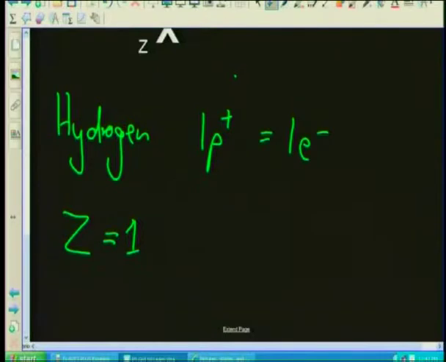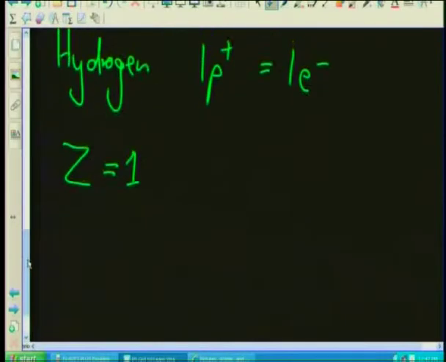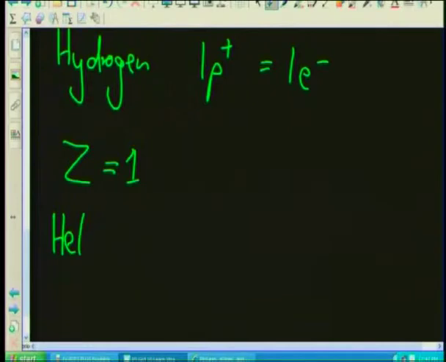If we take a look at the next element on the periodic table, it is helium. And helium has 2 protons. And it also has 2 electrons. It has an atomic number equal to 2.